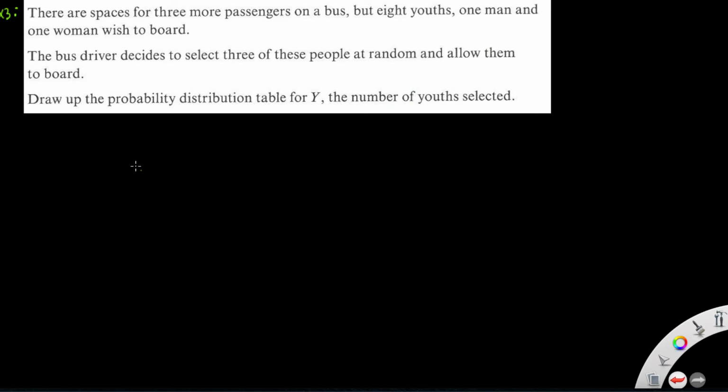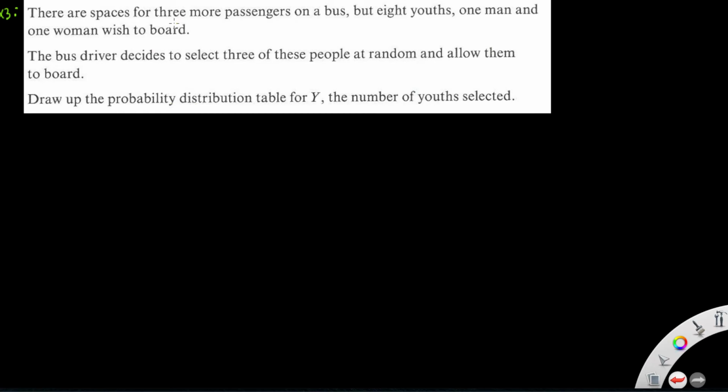Now, here, as you have selection without replacement, you can use combinations. Now let's see the possible numbers for the value of y, which is the number of youths that can be selected.